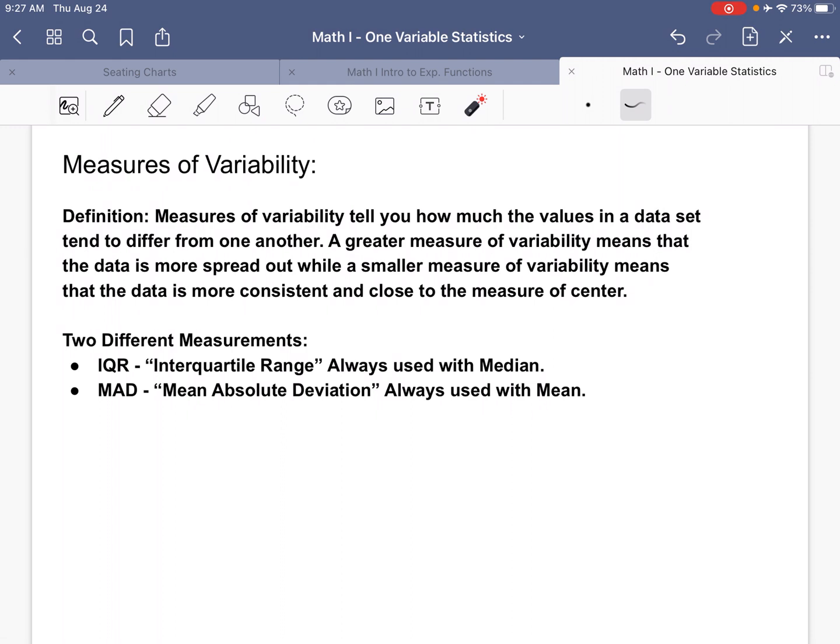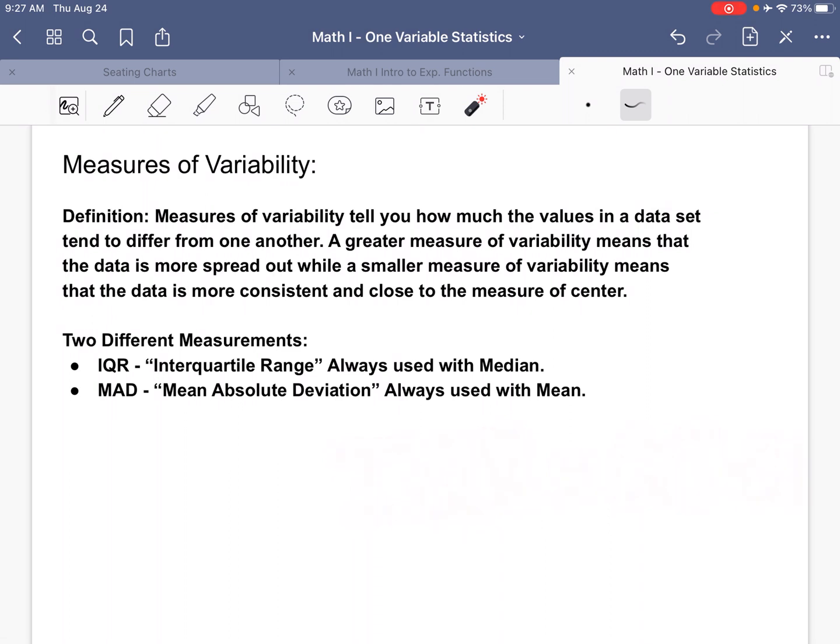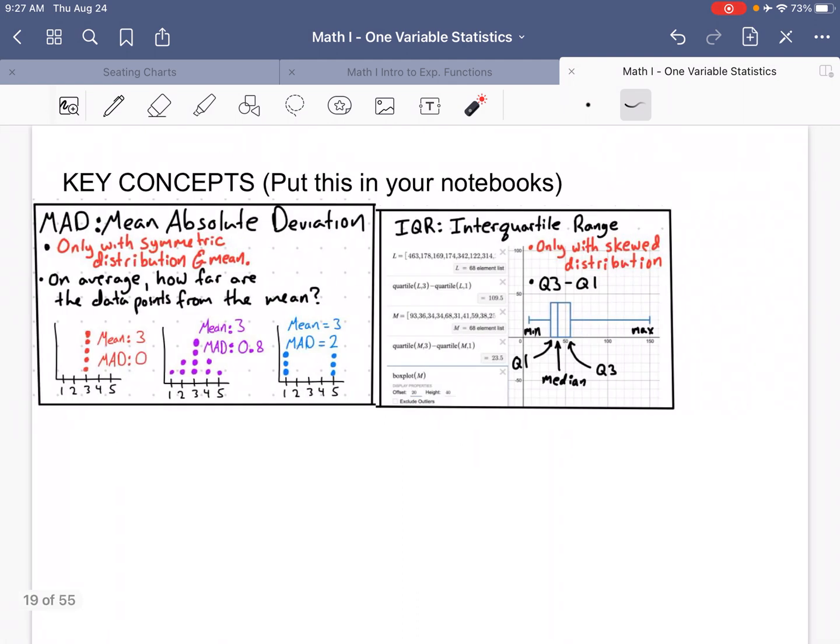And again, there's two different ways that we can measure variability. The IQR is the interquartile range. That's always used with the median because you calculate that from your 5-number summary. The IQR is just Q3 minus Q1. So if you know what Q3 and Q1 are, you can just subtract them. The MAD, the mean absolute deviation, always goes with the mean. And I'm going to show you how to do that in just a second.